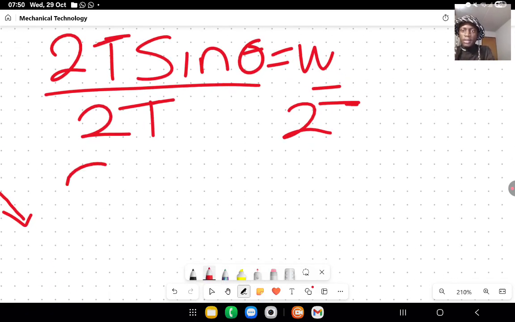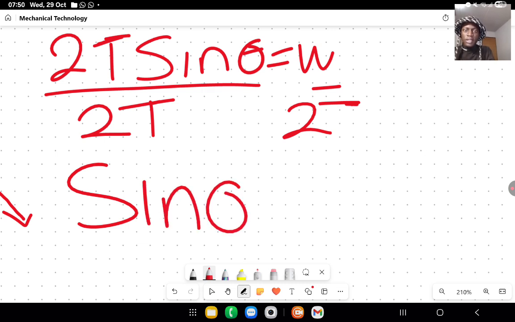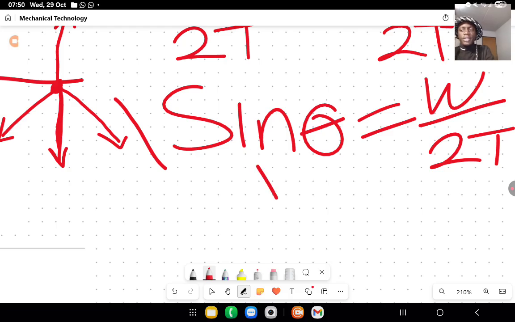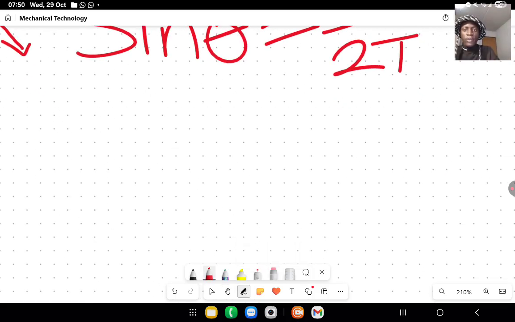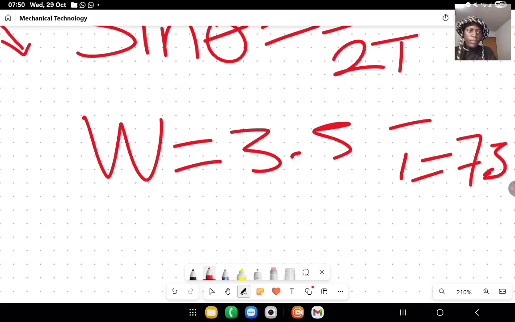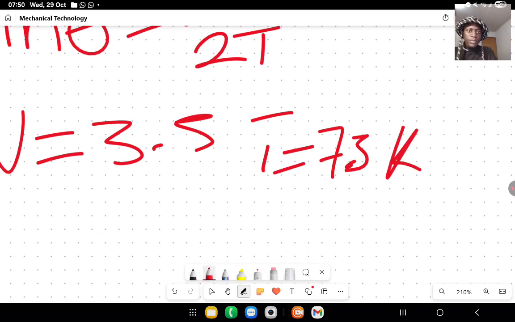Sine theta is going to be W divided by 2T. Therefore, we know that our weight is 3.5. Our weight is equal to 3.5, then our T is equal to 7.5 kN. Even my weight is 1 kN.